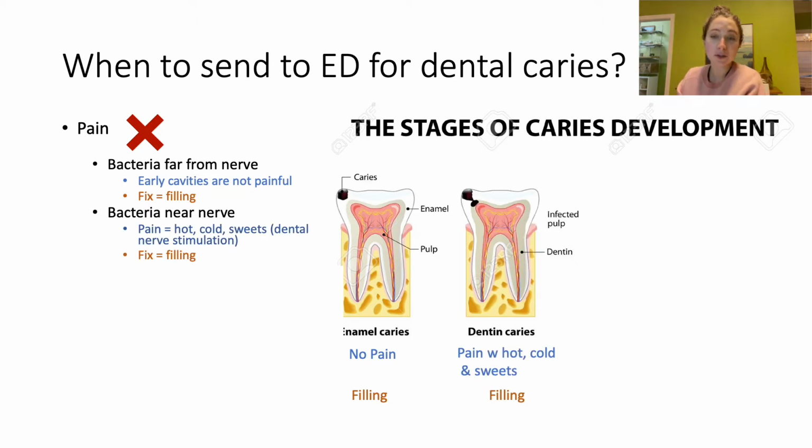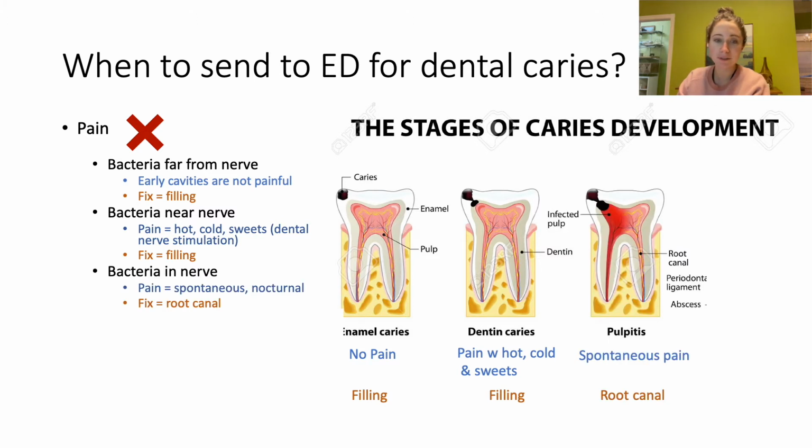When the bacteria gets closer to the nerve, you start to have pain, and this type of pain is to hot, cold, and sweets due to the stimulation of the dental nerve. You can also fix this with a filling, just a larger one than if you catch it earlier. Once the bacteria gets into the nerve, that's when pain becomes spontaneous or nocturnal. That's when parents start remarking that their kid was up all night with dental pain, or when kids say that it's just random, like when they're lying down or watching TV. That's when you know that the bacteria is all the way into the nerve.